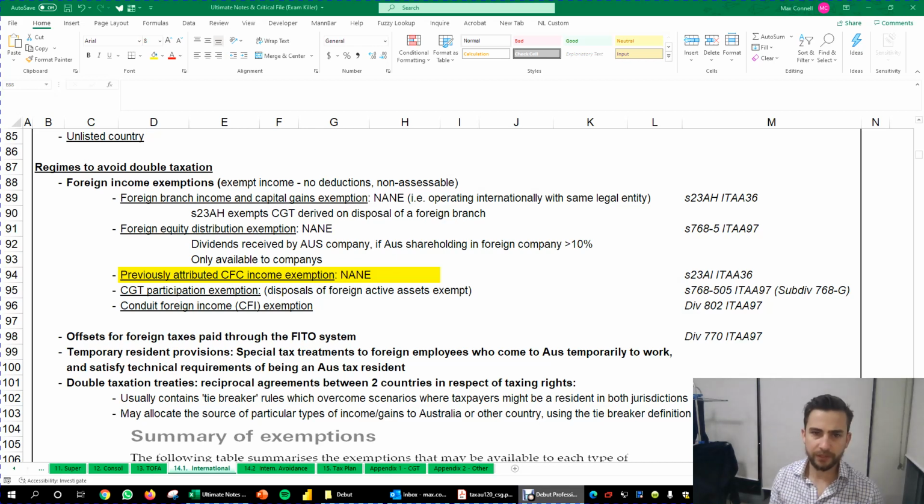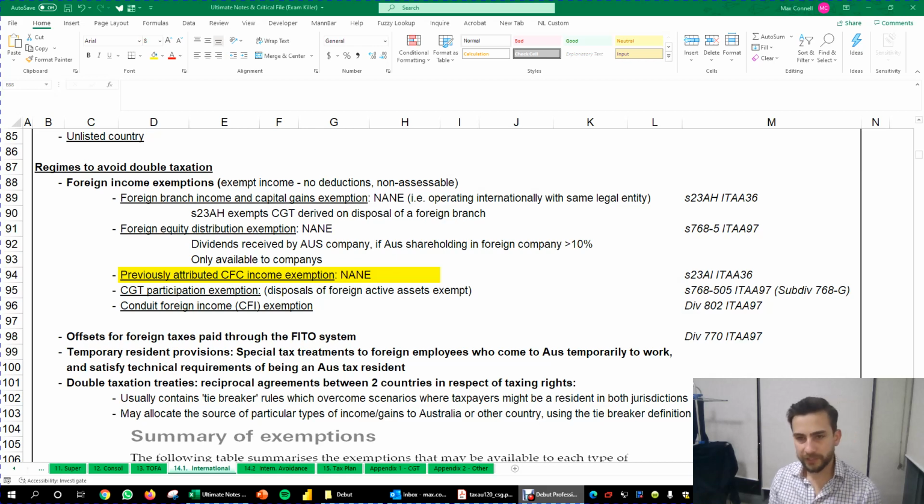Why is this exempt? It's because there's a foreign branch. It means there's no separate entity. So it's like myself paying myself a dividend. There's no separate legal entity. It would be double taxed. That's Section 23AH of the Income Tax Act 1936.